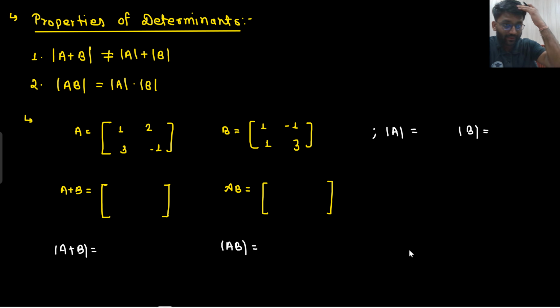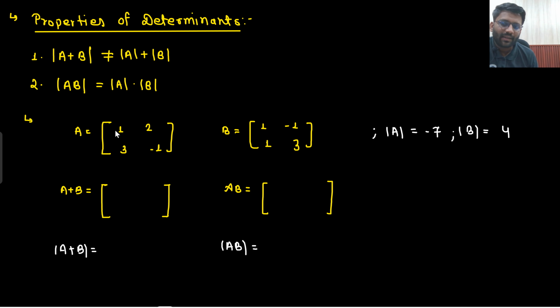Yeah, welcome back. So did you try this one? Mod of A. Did you find out mod of A? What was mod of A? Minus 1, minus 6, right? Mod of A would be 1 into minus 1 will be minus 1. Then 3 into 2 will be 6. So minus 1 minus 6, it would be minus 7. And what was mod of B? So 3 minus of minus 1, it would be 4. So 1 into 3 will be 3. Minus 1 into minus 1 will be minus 1. So it will become 4.